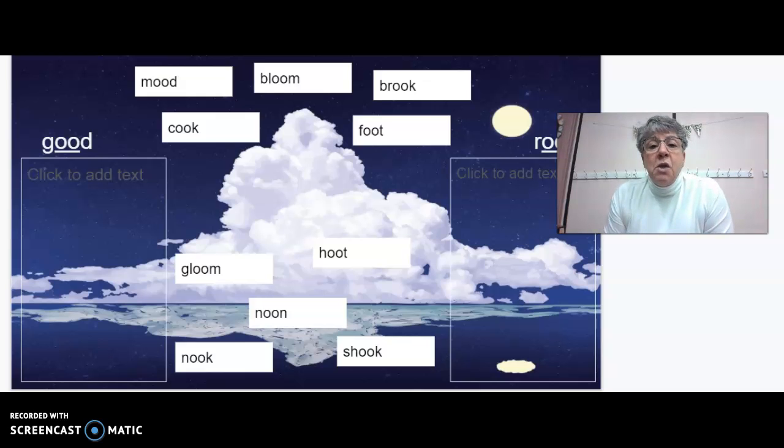You're going to notice that you have a chart. You're going to drag words and drop them into words that sound like "oo" as in the word good, or "ooh" as in the word room. So you're going to read the words, drag the words, and I would check your work by saying, say your word and then check it against good or check your word against room. That way you are ensured that you have made the correct choice.